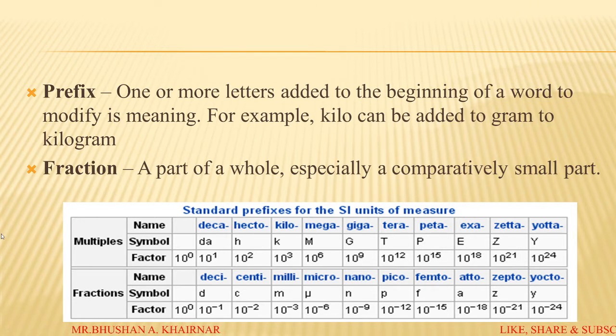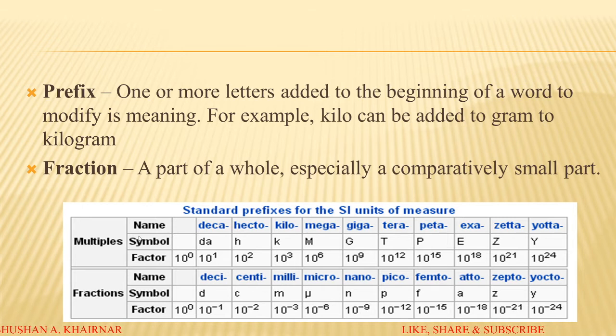Okay. Now what is a fraction? A fraction is a part of a whole, especially a comparatively small part. Like in this case, gram is the smaller part, kilo is the larger part. So basically, a gram is the whole part, but it is comparatively small. That will be called a fraction. So the standard prefixes for the SI units are given in two forms. One is the prefix and another one is the fractions.